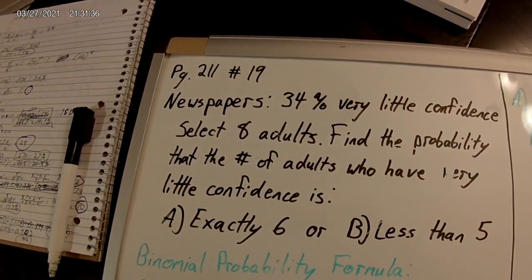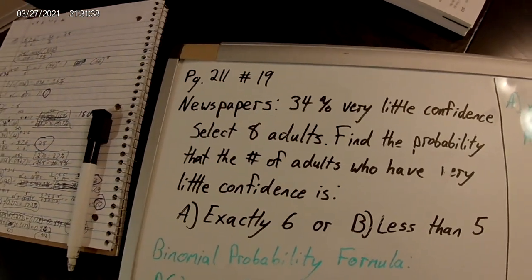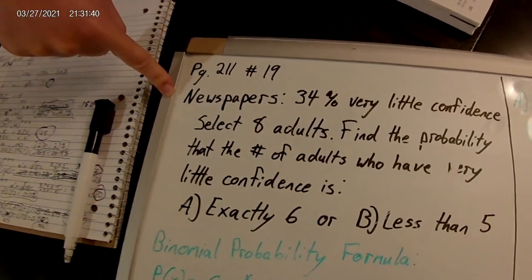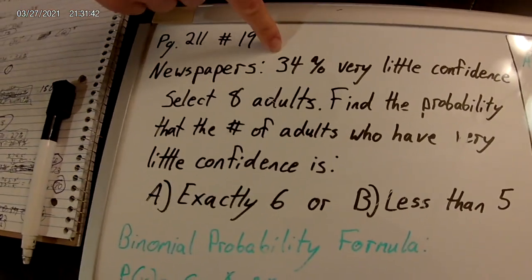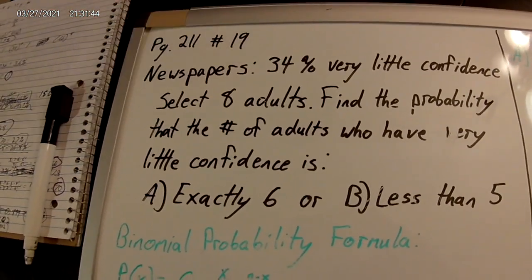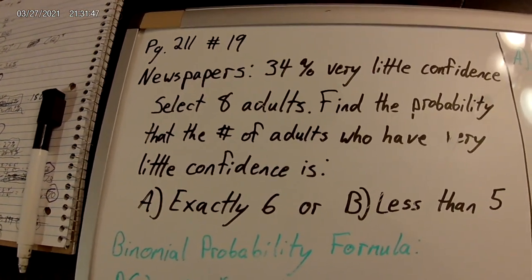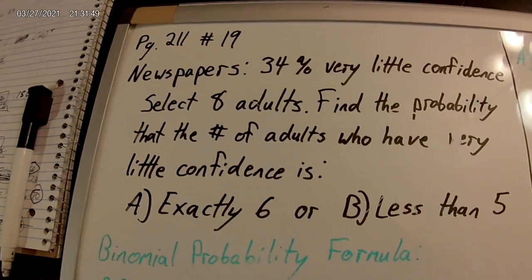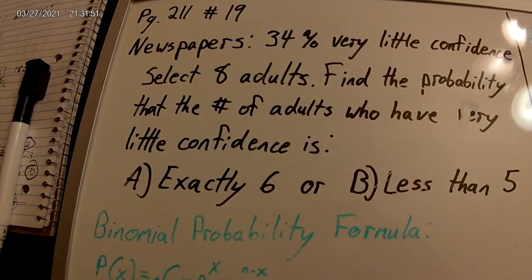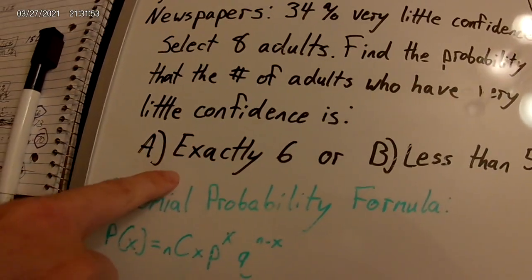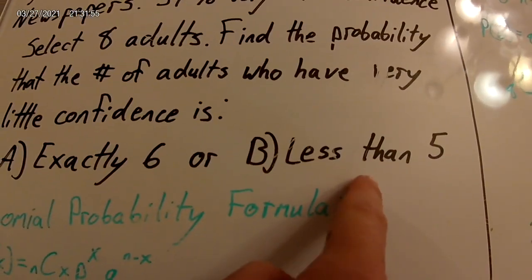The question is about how many people have little confidence in newspapers. It says 34%. If we randomly select 8 U.S. adults, I need to find the probability that the number of adults who have very little confidence is exactly 6, and then less than 5.